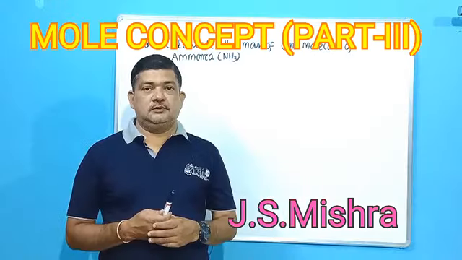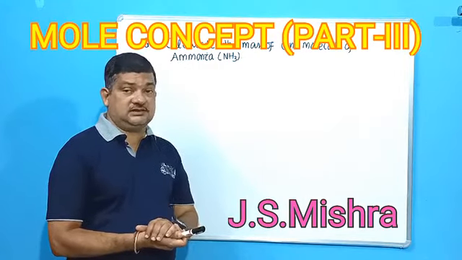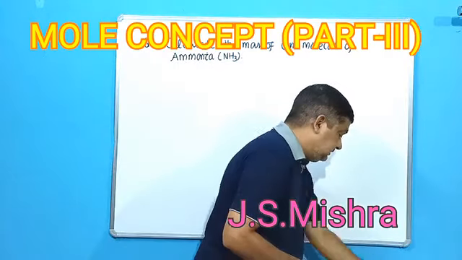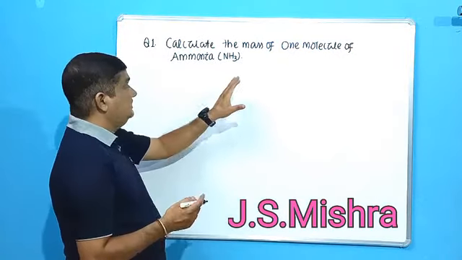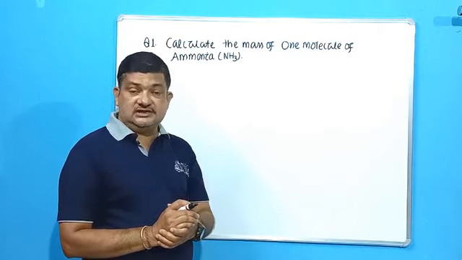So next, as I told you, students, we will be solving the assignments given to you in the last class. Okay. So what is the first question? Calculate the mass of one molecule of ammonia. You know ammonia. Its formula is NH3.